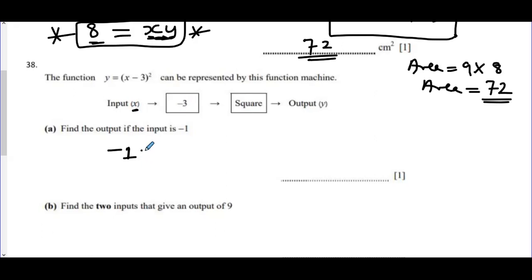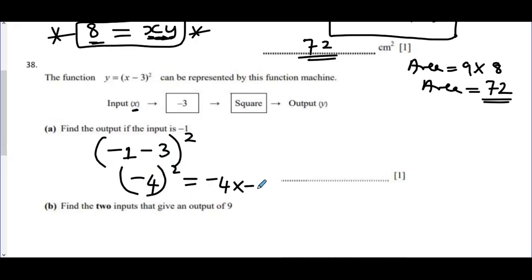So -1 minus 3. The answer you get, then you square that. Okay, do -1 minus 3. This is -4. This answer squared. To square means -4 times -4. That is what it means. And the answer becomes positive 16. So here we're going to go ahead and write 16.